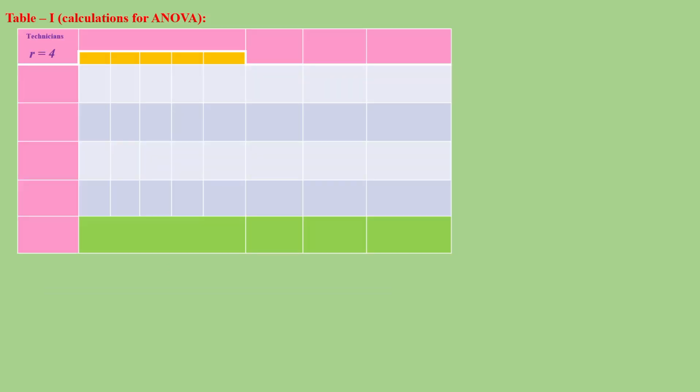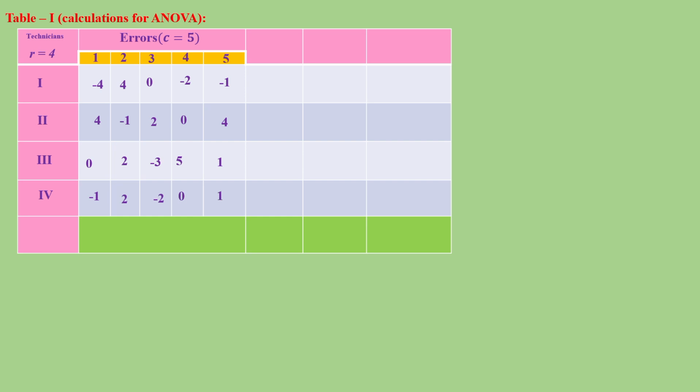So first, calculation for the ANOVA table. Write technicians 1, 2, 3, 4, then errors 1, 2, 3, 4, 5. So the revised data: minus 4, 4, 0, minus 2, minus 1, 4, minus 1, 2, 0, 4, 0, 2, minus 3, 5, 1, minus 1, 2, minus 2, 0, 1.